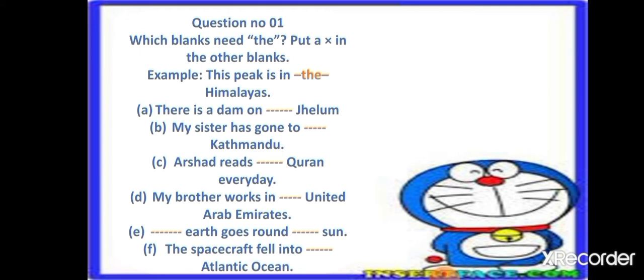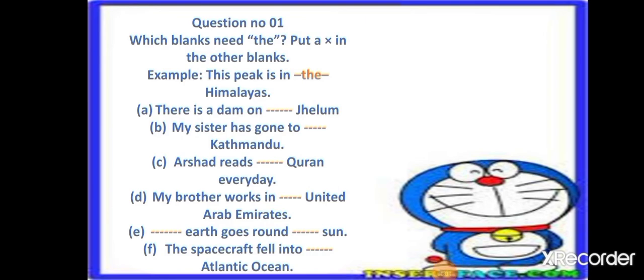Then there is a dam on dash Jhelum. So look, again there is the name of a river. So before the name of the river, we will be putting "the". Again, according to that rule, here we will be putting "the". Now let's do part B.